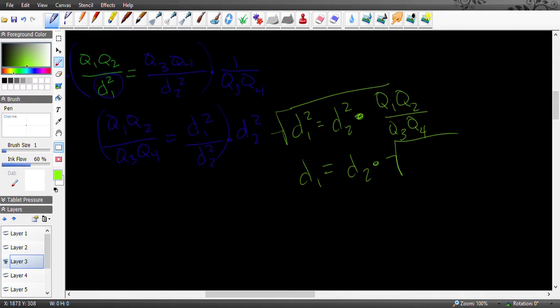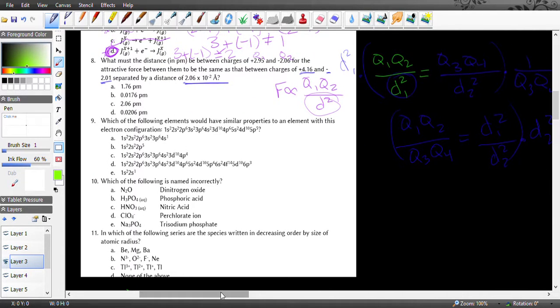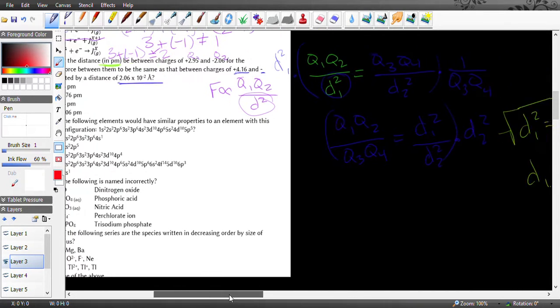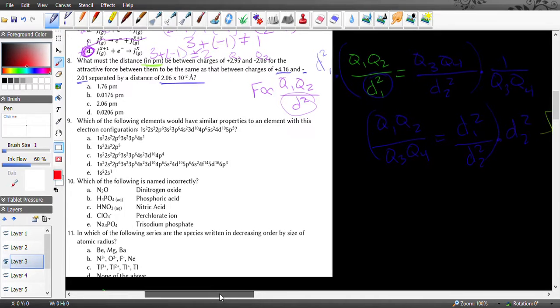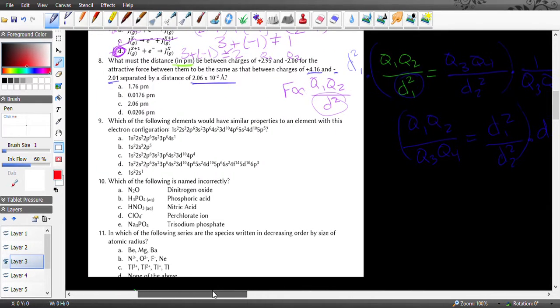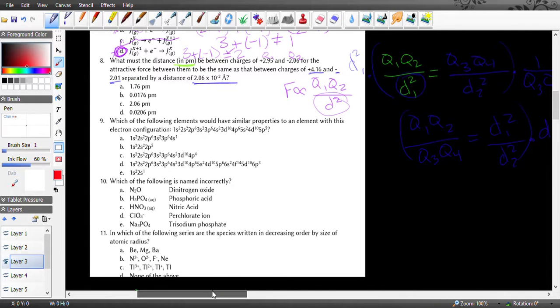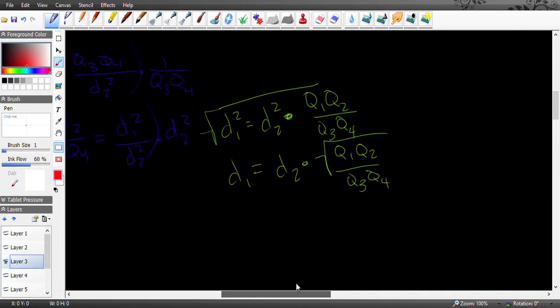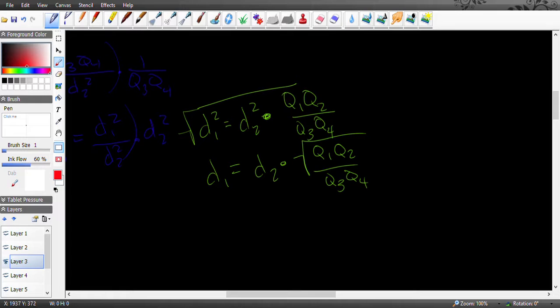D2 times the square root of Q1 Q2 over Q3 Q4. All right, now we're just going to plug in our numbers. Pay attention though, they want it in picometers. You can do this one or two ways. I'm just gonna do it at the end. Why not?